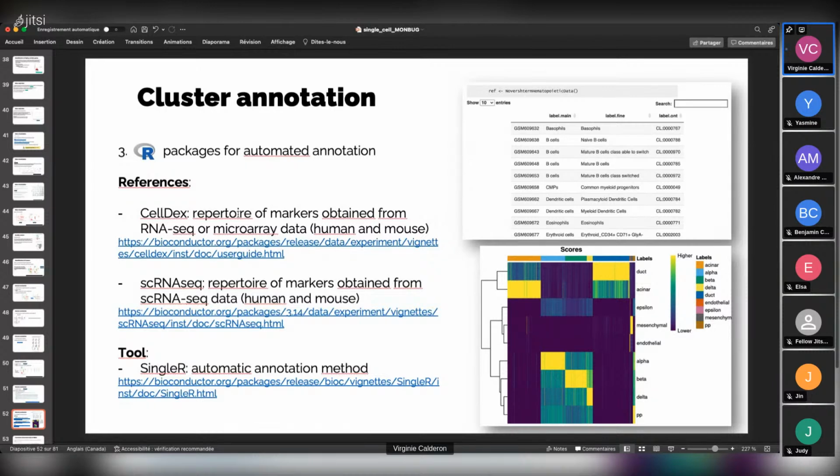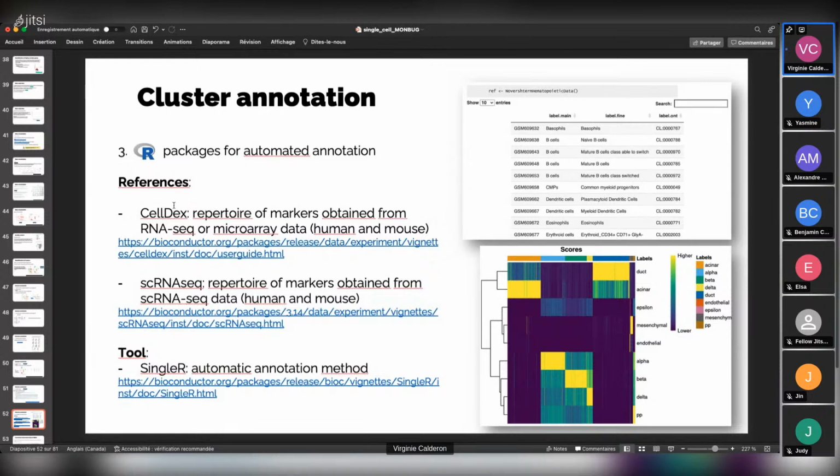So the first step is to choose a reference. You need to choose your reference properly, because, for example, if you're working with lymphocytes and you choose a dataset that does not include lymphocytes, it will not work. So look at the documentation.